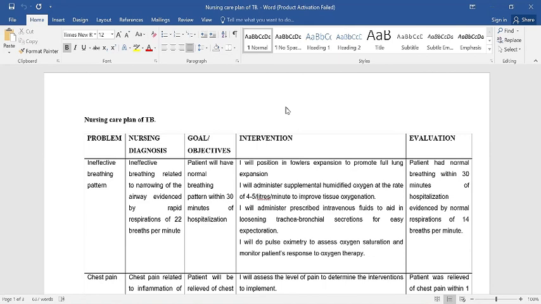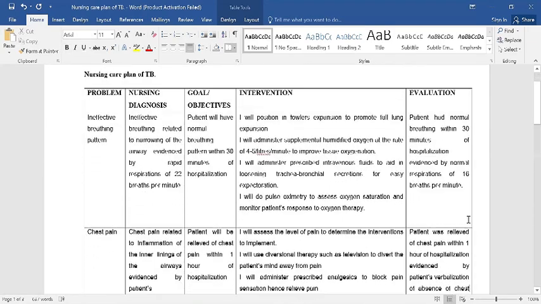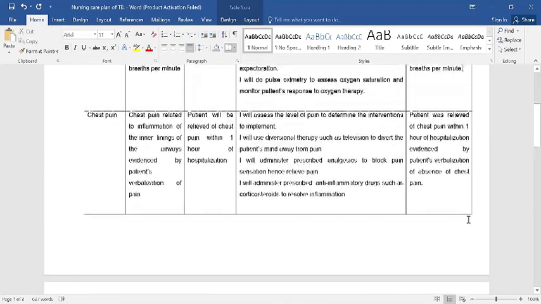Then from there we go to evaluation. So under evaluation, we're saying patient had normal breathing pattern within 30 minutes of hospitalization, evidenced by normal respirations of 16 breaths per minute. So it can be 16 to 18 or 16 to 20 breaths per minute. So that is our normal range. So we move to the next problem.